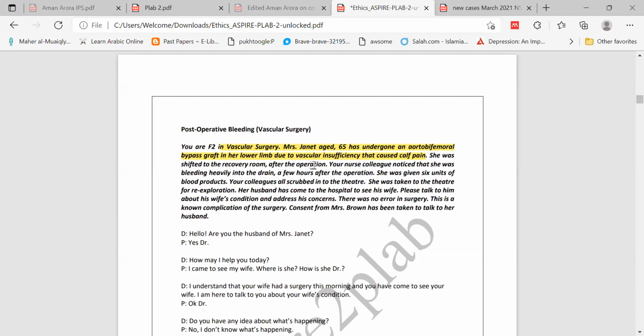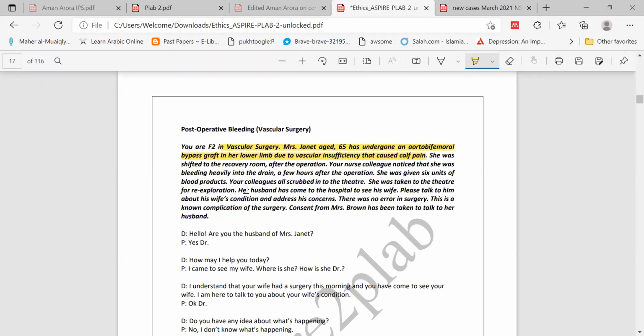She was shifted to the recovery room. After the operation, your nurse colleague noticed that she was bleeding heavily into the drain. A few hours after the operation, she was given 6 units of blood products. Your colleagues are all scrubbed in the theater. She was taken to the theater for re-exploration. Her husband has come to see the wife.